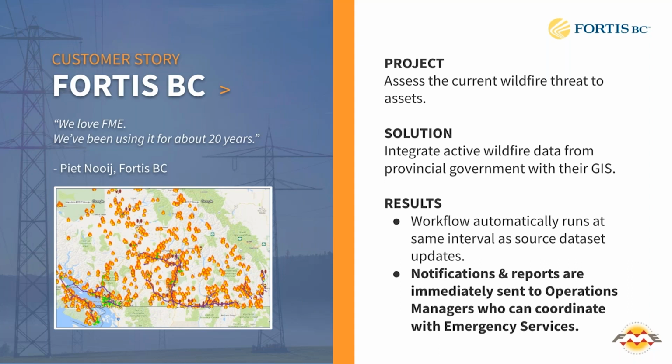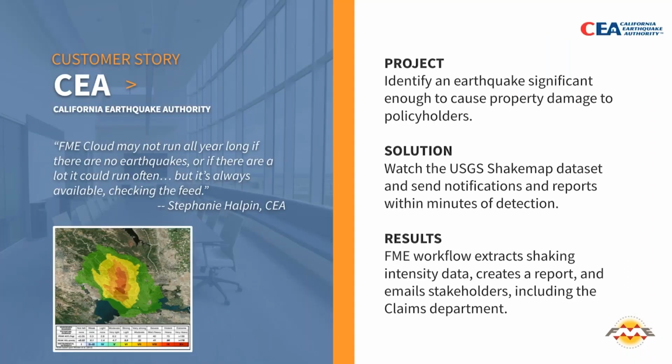Let's take a look at another example here. We can look at CEA. The California Earthquake Authority, or CEA as they're called as well, is a publicly managed and privately funded nonprofit insurance company that offers affordable earthquake coverage for residential properties in California. And they needed to know immediately when an earthquake occurs with the potential to impact their policyholders. So to do this, they use FME to monitor the USGS ShakeMap dataset. It has an email notification service.